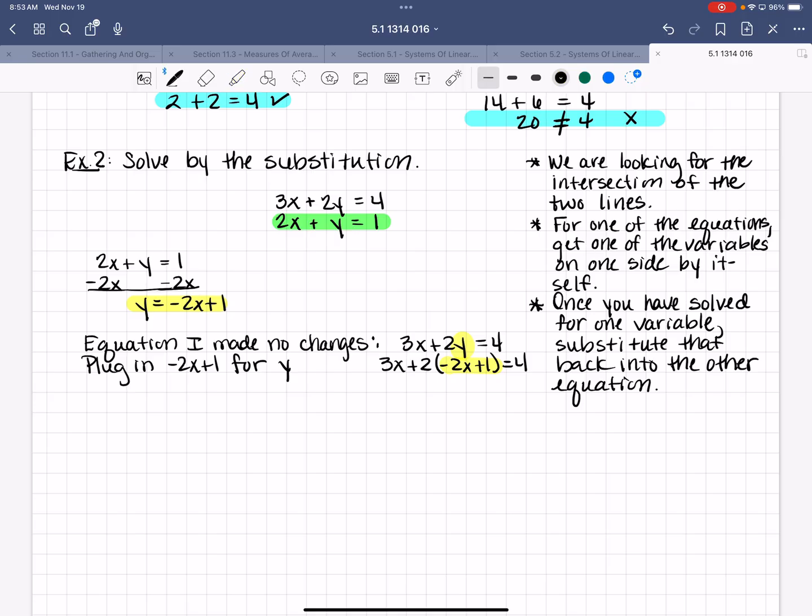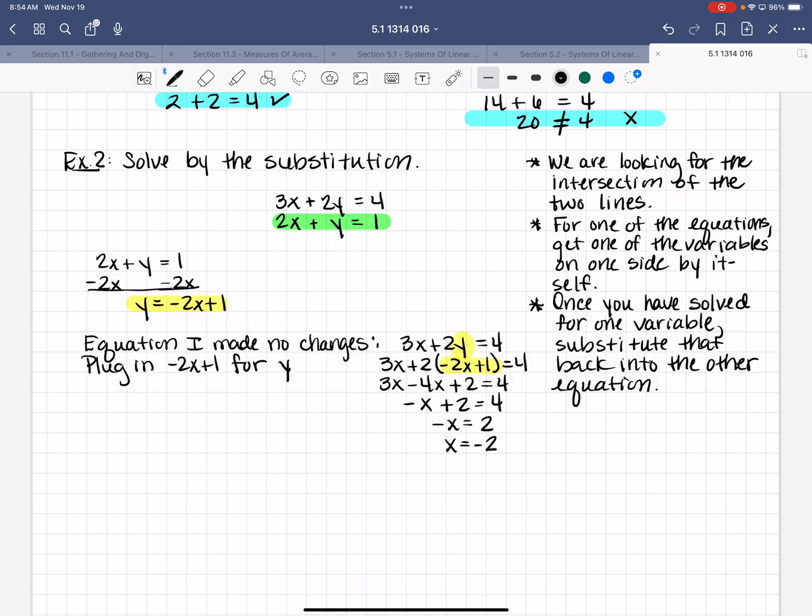Now, that equation is just x. Right? It only has x in it. I can solve for x. I can get half my answer. I can solve for x there. So I'm going to distribute that 2 in the front, so that gives me 3x minus 4x plus 2 equals 4. That's going to give me negative x plus 2 equals 4. I get negative x equals 2, which means x equals negative 2.